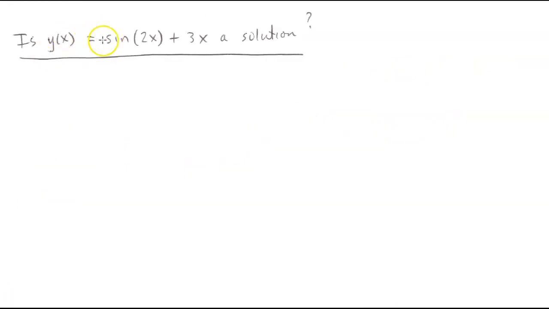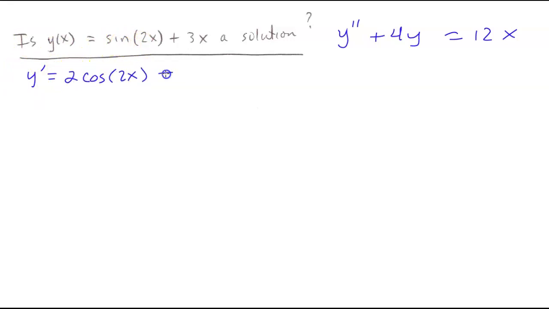All right, so moving on here, is sine of 2x plus 3x going to be a solution to the differential equation that we just got through talking about? I'll rewrite it. It'll be the second derivative of y plus 4y is equal to 12x. We want to know, will this function satisfy it? Well, again, we'll have to find the first and second derivative. So the first derivative will be 2 cosine of 2x plus 3. And the second derivative will actually end up being negative 4 sine of 2x. And of course, the derivative of any constant is 0.